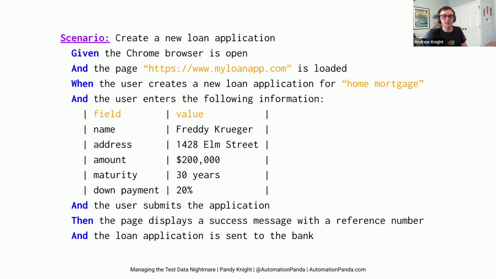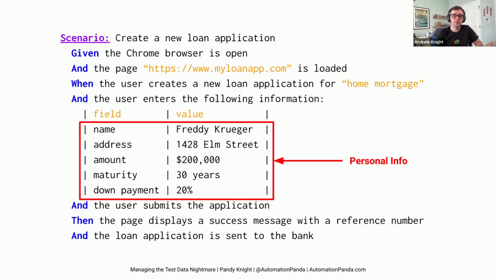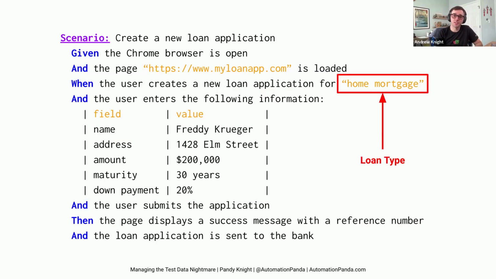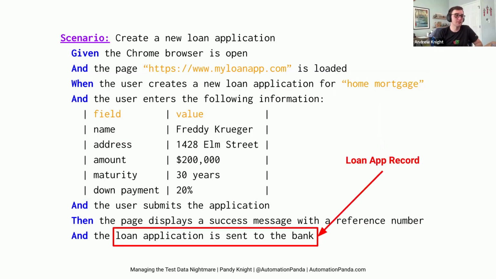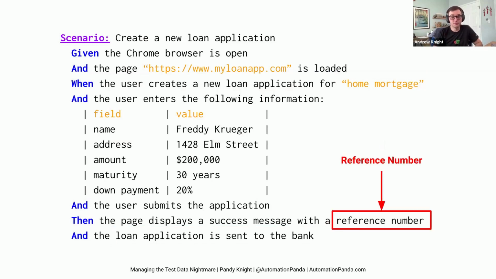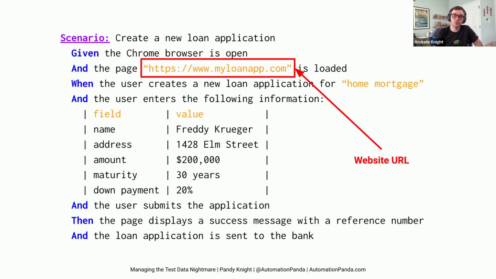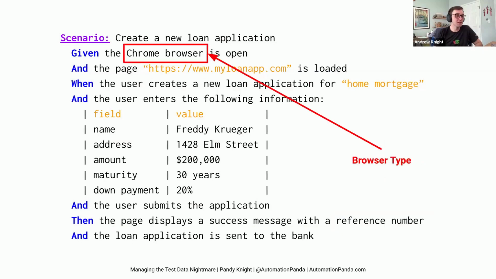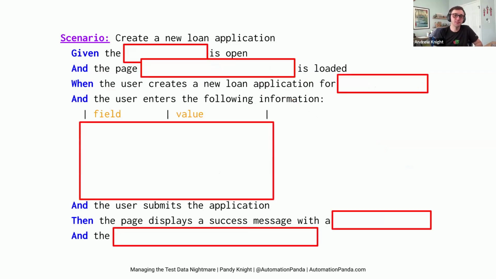Now, bear in mind, a real loan application would probably need several pages of information. But let's keep our example simple. This test creates and submits a new home mortgage loan application on behalf of the user. There are many test data points in this short scenario. Most apparently, there is all the user's personal information. There's the type of loan. There's also the record of the loan application sent to the bank, and the reference number shown to the user. Furthermore, the URL is configuration information, and the browser type is a test input. Test data is everywhere in this short, simple scenario. The data is inextricable from the test. Without specific data, this test would be meaningless.